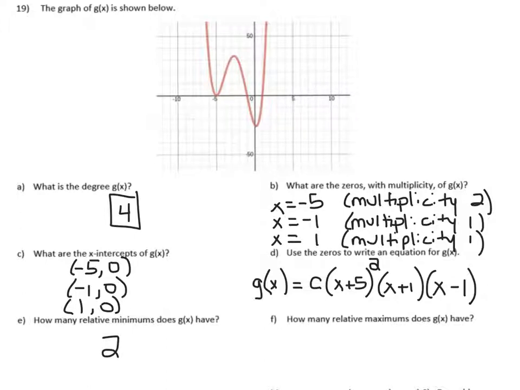All right, letter F wants to know how many relative maximums does g of x have. So it looks like we have a relative maximum right here. So there's only one of those.